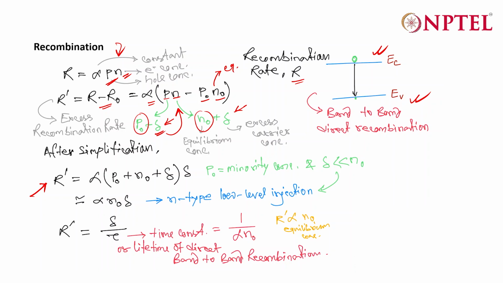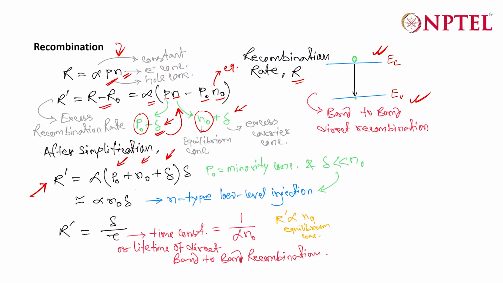If you replace those values in this equation and if you simplify, then you will find an expression like this. That is, R dash is equal to a constant into P0 plus N0 plus delta. You can do it at your home and check. You'll find an expression of this kind, right?